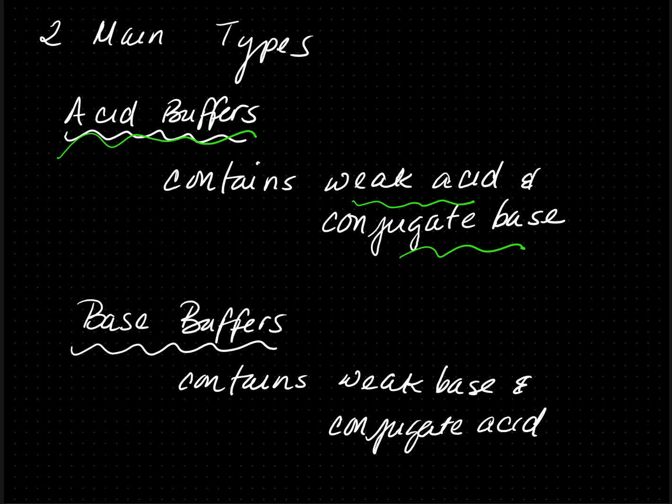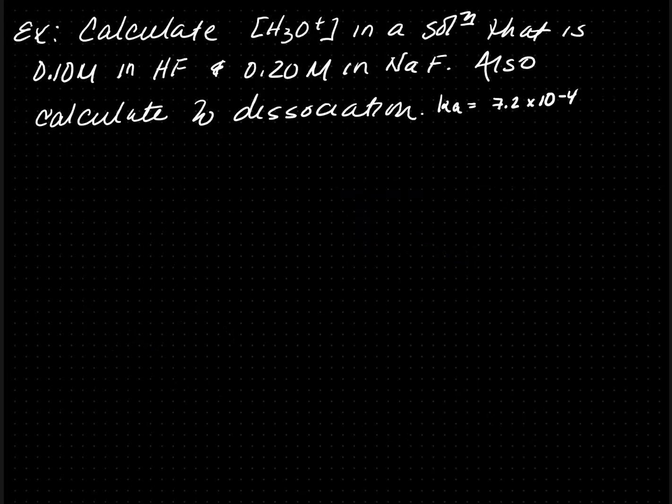Remember, conjugate pairs differ by one H, or one hydrogen, or a base buffer which contains a weak base and a conjugate acid. So let's look at this first problem. It says calculate H3O+. H3O+, if you remember, is the hydronium ion. It is another way of writing H+. That is 0.10 molar in HF and 0.20 molar in NaF solution.